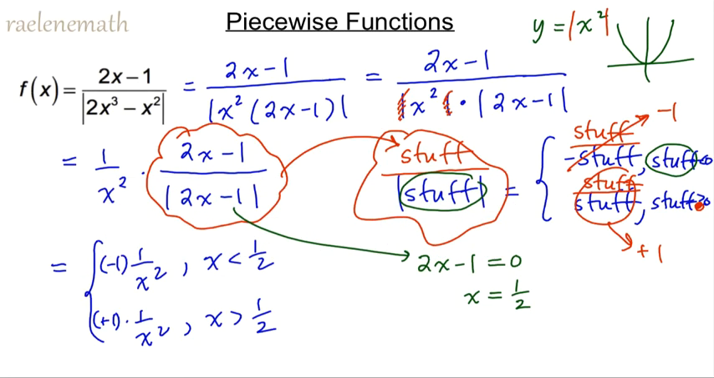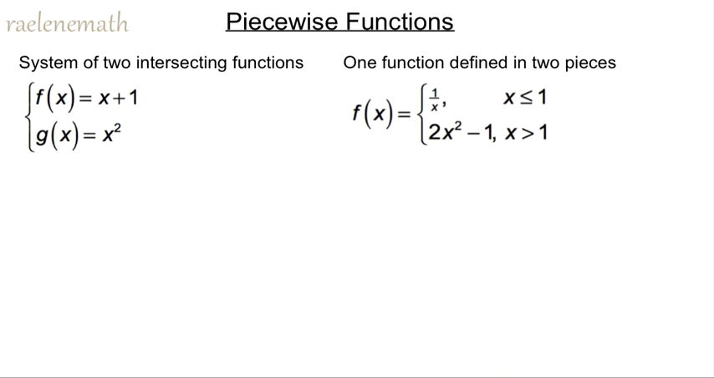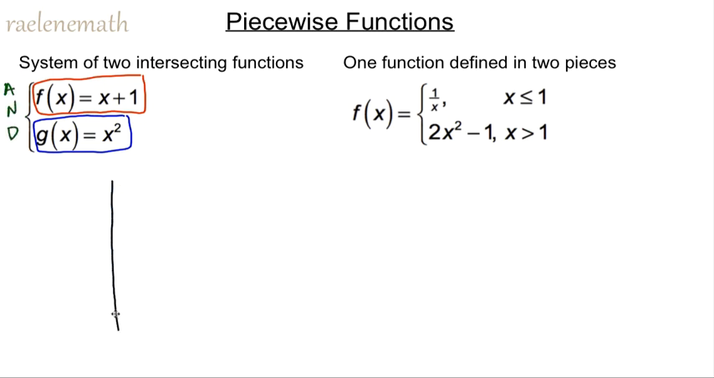Okay, let's take a look at another example. I want to point out the difference in using this bracket notation here. Here we have a bracket, and here we have a bracket. But there's two different meanings to the use of the brackets here. In the first case, we have an f of x function and a g of x function. This bracket in this example means and or intersecting, and so we have two graphs that are overlapping.